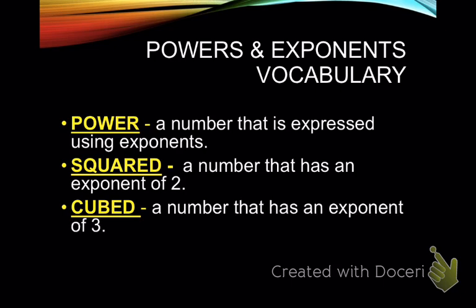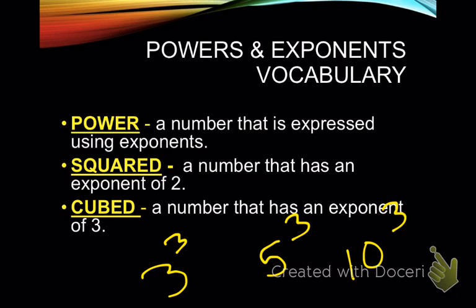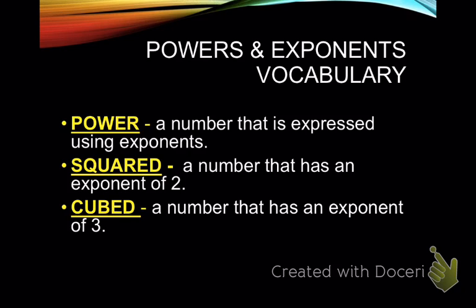Okay. We also have cubed. Cubed is a number that is an exponent of 3. So, for example, you might see us say 3 cubed, or 5 cubed, or 10 cubed. Those are all examples. Remember, anytime it says cubed, it's 3. How do I remember that? Well, a square is length times width. Now, if we have a cube, we do length times width times height, which means 3 together. That's why it's a cube. Anyway, a lot of extra stuff. Don't worry about it. Just know that squared is an exponent of 2, and cubed is an exponent of 3.